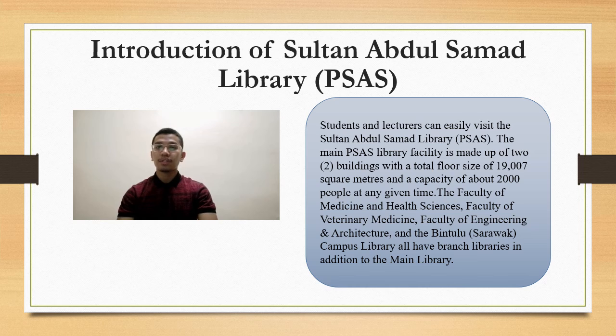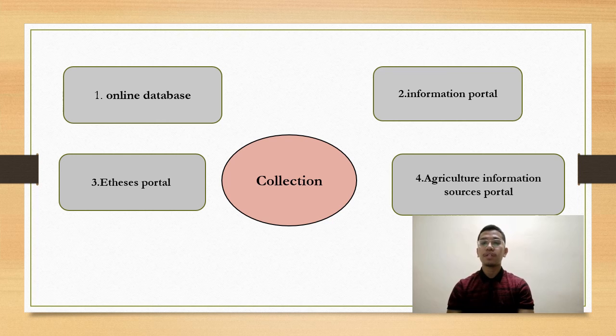Secondly, the library has built up a collection in many subject categories, both in print and electronic format, to support UPM's purpose of providing quality resources, services, and facilities to assist learning, teaching, researching, and consulting. There are a few collections in this library. Firstly, online database. Secondly, information portal. Third, e-thesis portal. And lastly, agricultural information source portal.